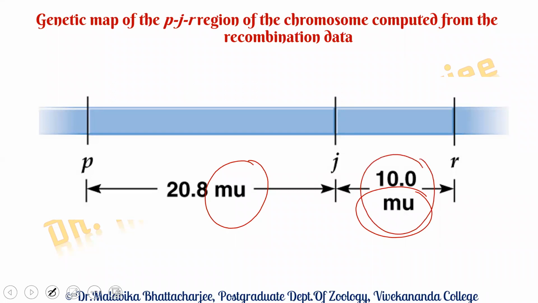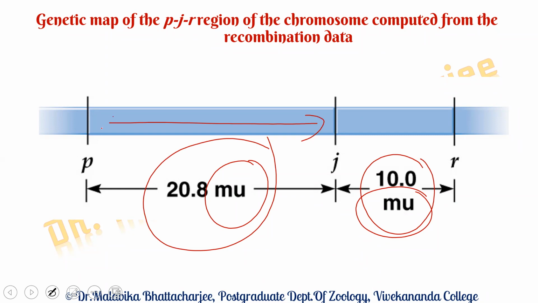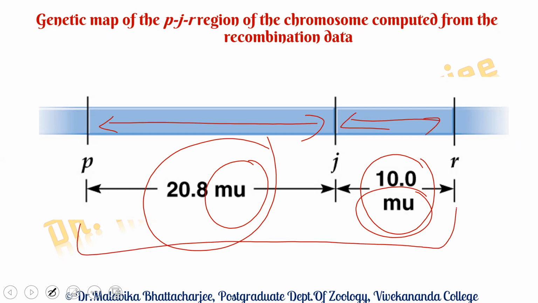Distance between J and R is only 10 map units. The distance between P and J is 20.8 map units. It's almost double. So you can see, if you look at the visualization also, this distance is almost double this distance. And finally, one thing that has not been written here, the distance between P and R, that should also be mentioned in the map. That is 30.8 map units. So this is how the map is drawn.